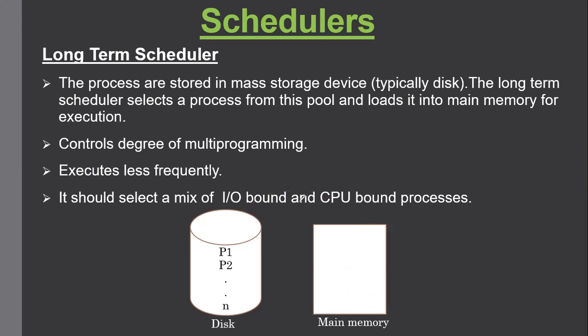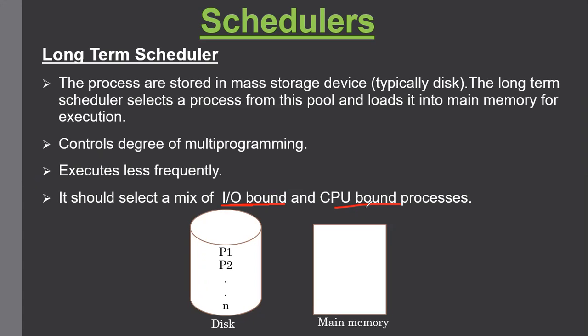Now, the next point is that it should select a mix of IO bound processes and CPU bound processes. Let's first understand what an IO bound process is and what a CPU bound process is. An IO bound process is a process that spends more of its time doing IO operations than doing computations. On the other hand, a CPU bound process is a process that spends most of its time doing computation instead of IO requests.